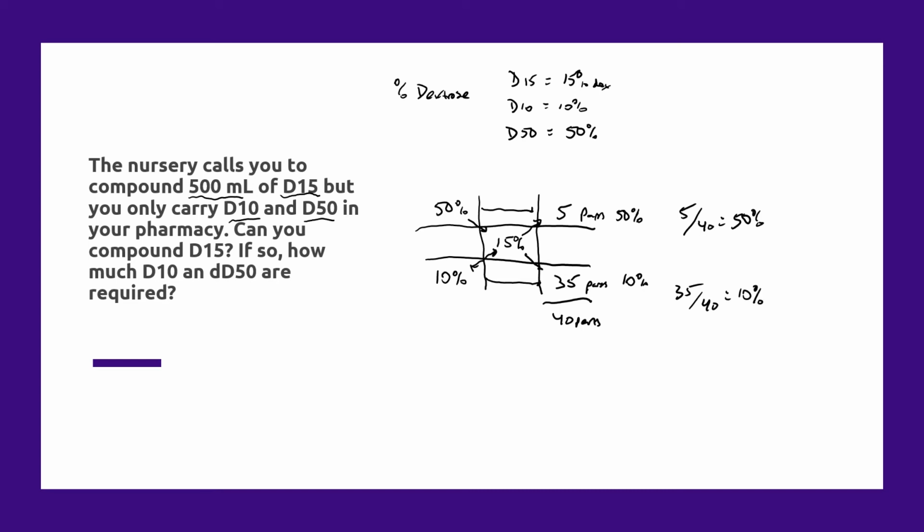Now, to figure out how much of each we need for 500 milliliters, we can take that 500 milliliters and multiply it by our 50% fraction. That's going to be 5 over 40. And that's going to tell us how many milliliters of 50% we would need. So 500 times 5 divided by 40, 62.5 milliliters. And to figure out how much of the 10%, we could do the same thing, or we could just take that 500 milliliters and subtract how much of the 50% we're using. Minus 62.5.